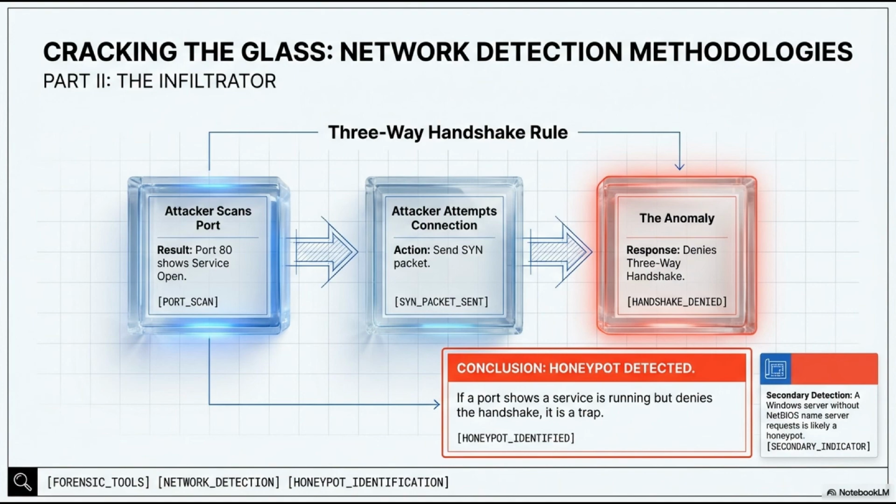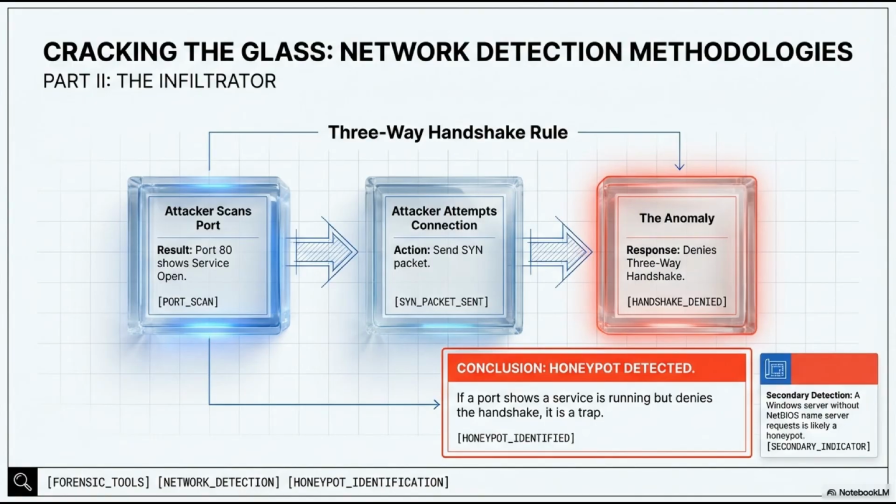Precisely. But some honeypots are sloppy. They'll show a port as open during a scan. They're advertising a service is running. But when the attacker actually tries to complete that handshake, the honeypot realizes it's just a script and it can't handle a real connection. So what happens? So it denies the three-way handshake. Ah, so the sign on the door says, come in, we're open, but the door is locked tight. Perfect analogy. It's a logic error. If you see port open plus denied handshake, that is a massive indicator of a honeypot.